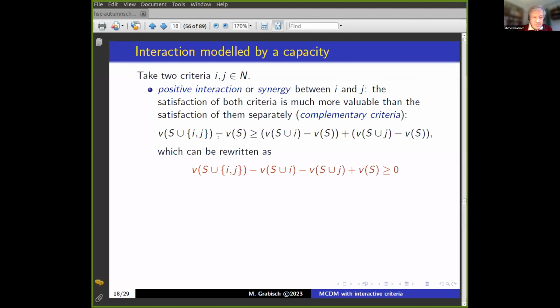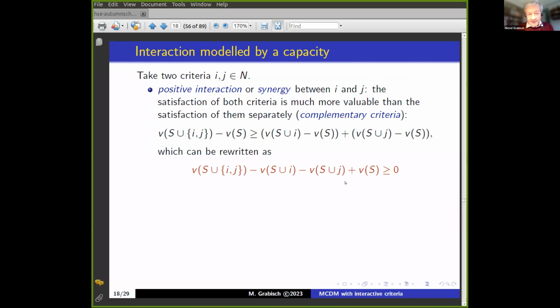Now, this expression can be simplified because one of the Vs can be removed. And then you get this, which is a very nice expression. So you have I and J here, I alone, J alone, and nothing here, okay? With alternate sign: plus, minus, minus, and plus.